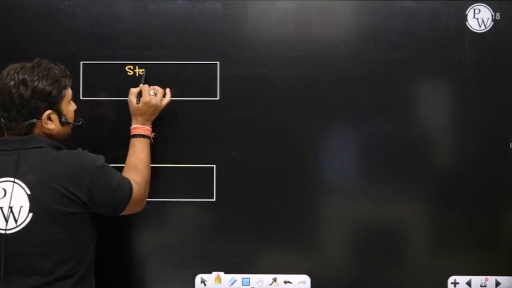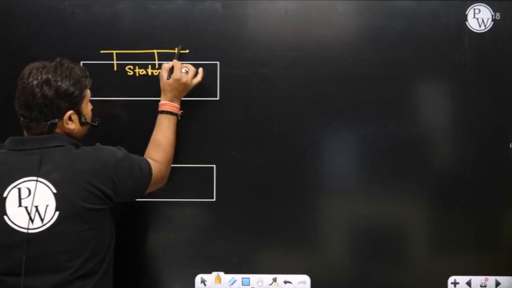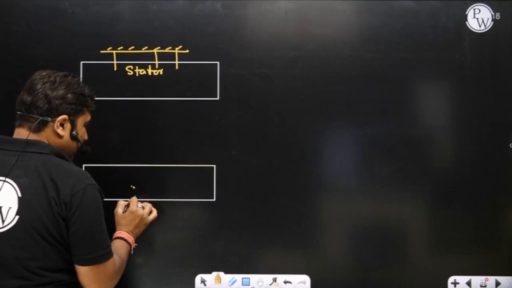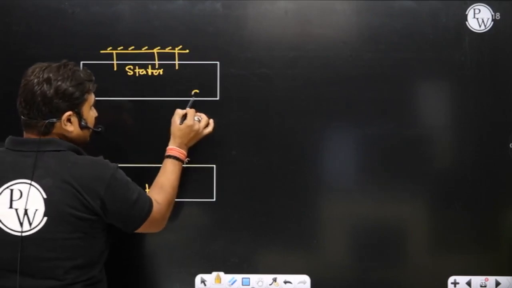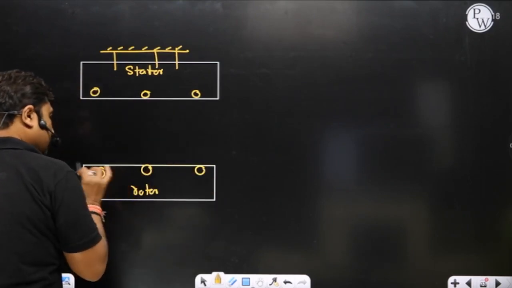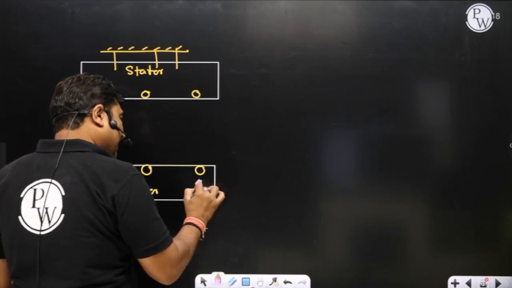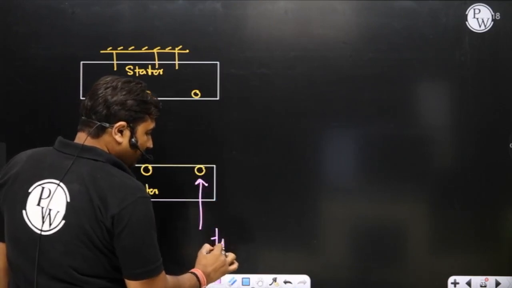Okay. We have a stator. Stator can't move. We have a rotor. Stator has a 3-phase winding, displaced in space by 120 degrees. Rotor also has a 3-phase winding displaced in space by 120 degrees. You have given supply to the rotor at a frequency of f1.